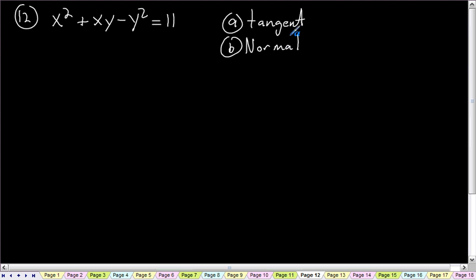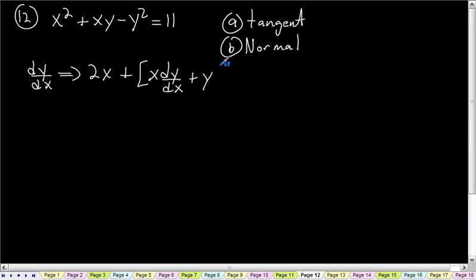Great. Implicit differentiation so far. Let's just go with implicit differentiation because we've done these already. It's 2x. That's the same. This is the product rule. First times the derivative of the second, plus the second times the derivative of the first. It's just 1. Then here we have minus the derivative of 2y to the second, and the derivative of 11 is 0.